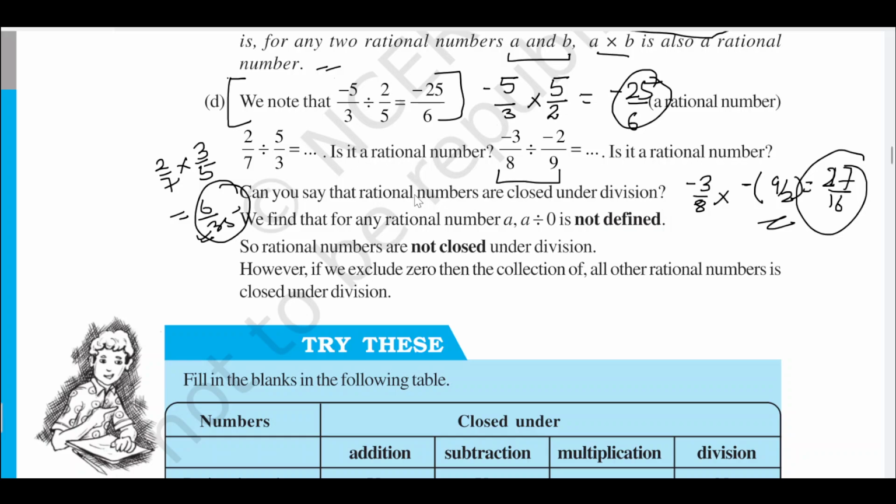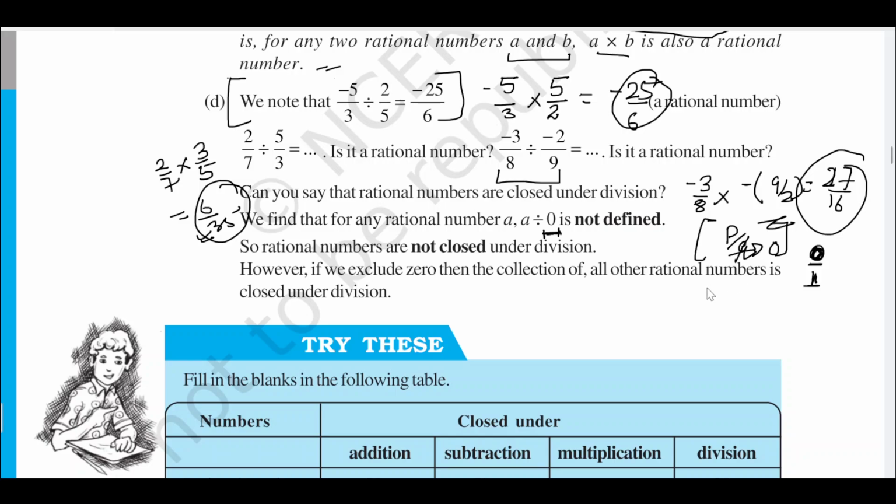But wait. What about 0? What about the case of 0? Because in the very definition of rational number, we said that numbers in the form of P by Q where Q is not equal to 0. Okay, but we are checking the closure property of rational numbers for division. If we take 0 individually, it is also a rational number. It can be written in the form of 0 by 1. But 0 can't be in the denominator.